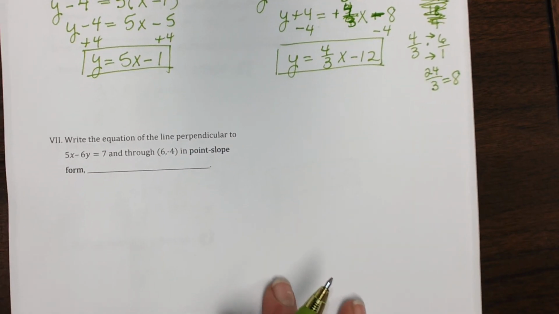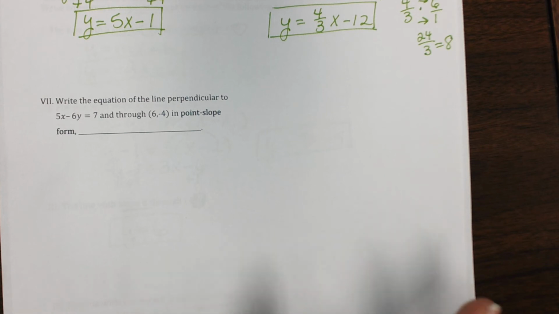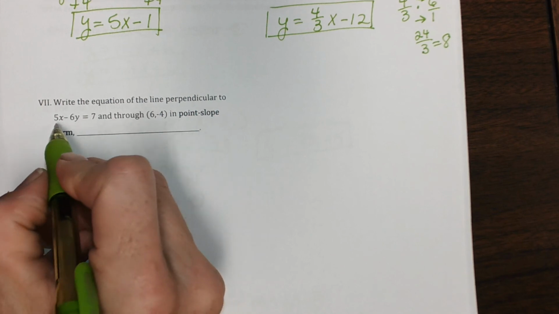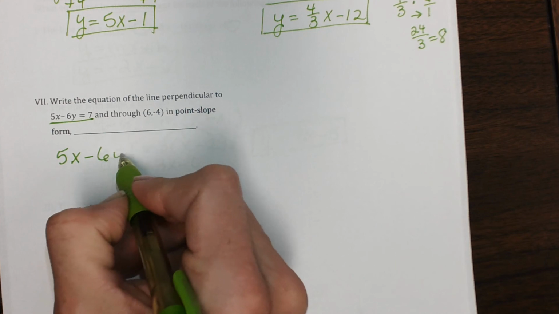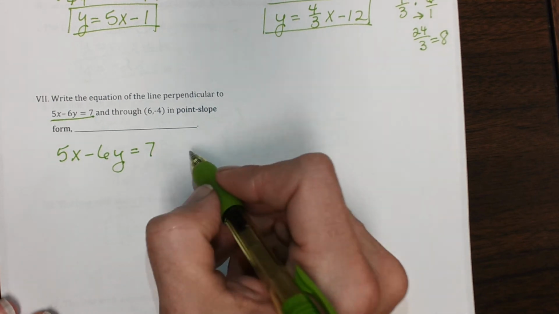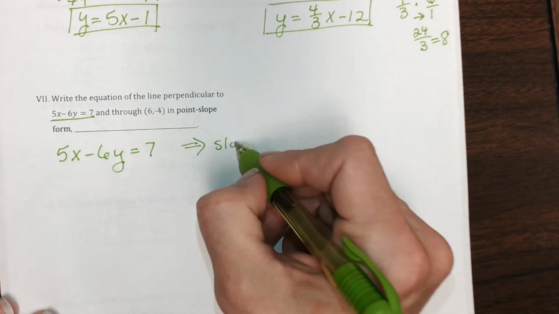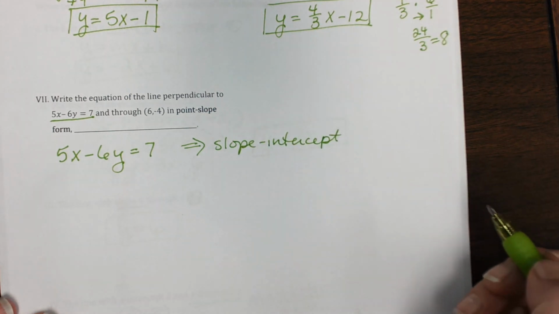All right, last example. Write the equation of the line perpendicular to 5x minus 6y is equal to 7 and through the point (6, -4) in point slope form. Okay, now when we look, this line is in what's called standard form. We're not going to focus on standard form very much this year. So we're just going to take this equation and put it in slope-intercept form so that we can pick out what the slope is.